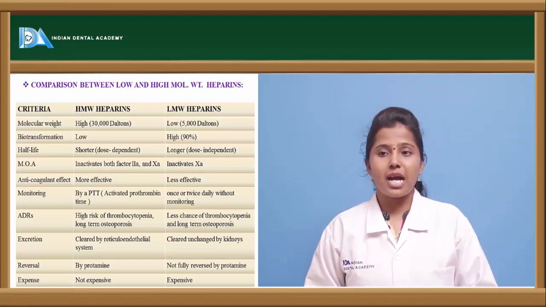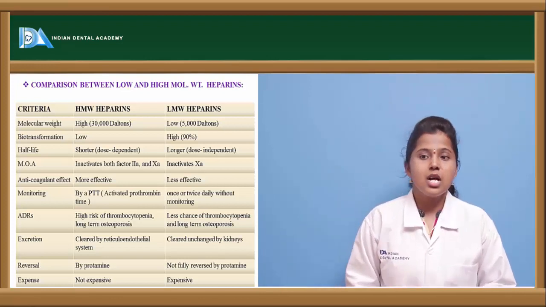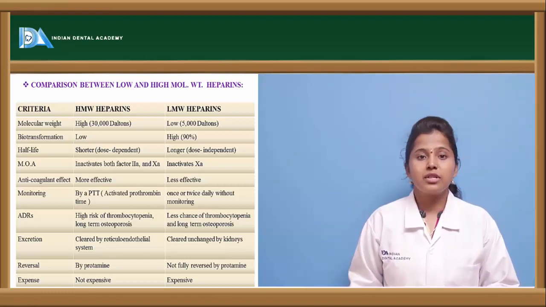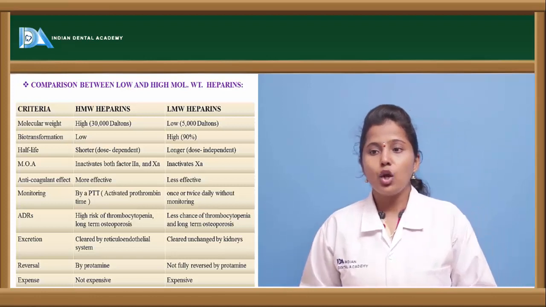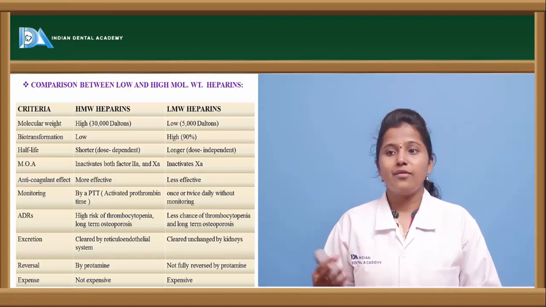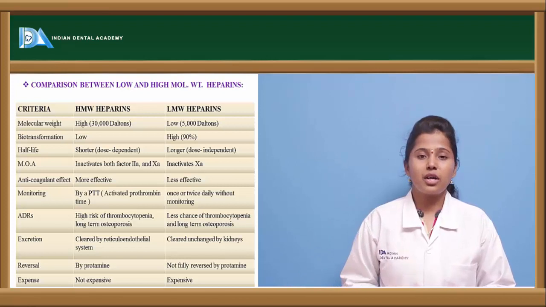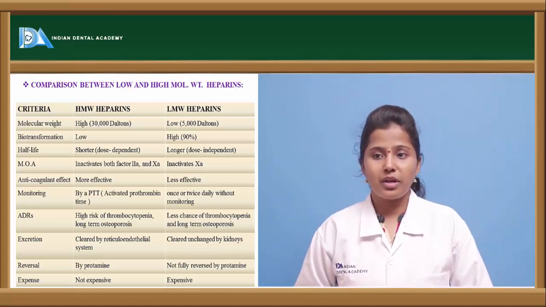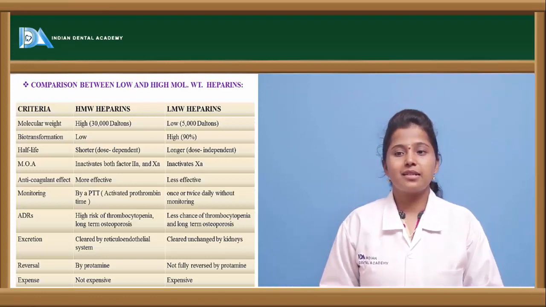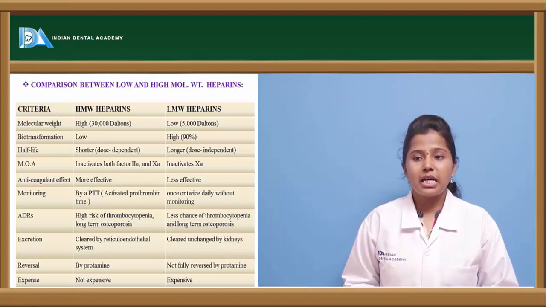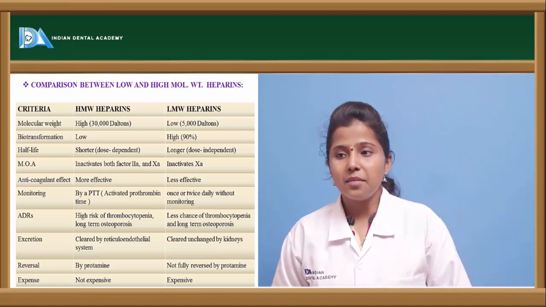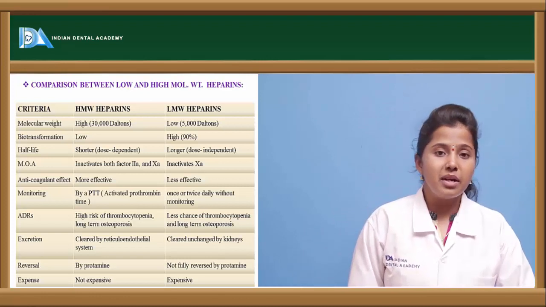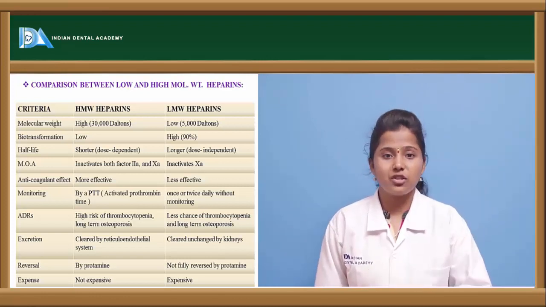What are the adverse drug reactions seen in high molecular weight heparins? We can see thrombocytopenia, that is reduction in the platelet count, and long-term osteoporosis. Compared to high molecular weight heparins, low molecular weight heparins have fewer adverse effects of thrombocytopenia and osteoporosis. And excretion: high molecular weight heparin is cleared by the reticuloendothelial system, but low molecular weight heparins are eliminated by the kidneys and remain unchanged.